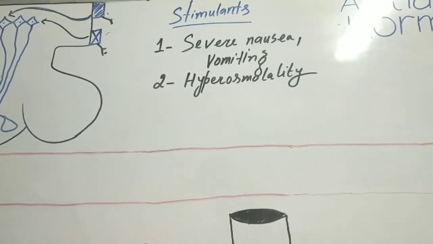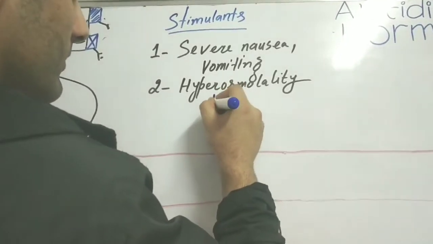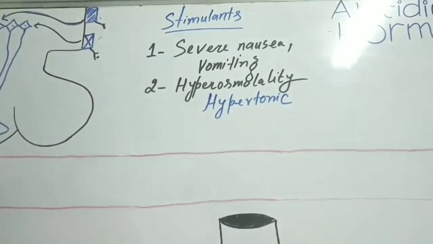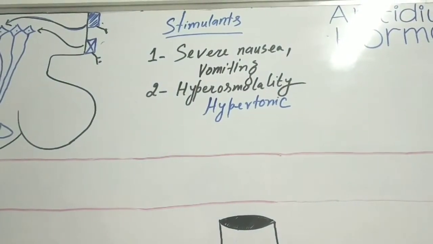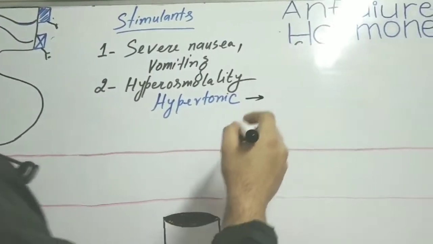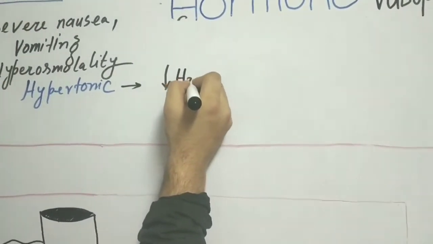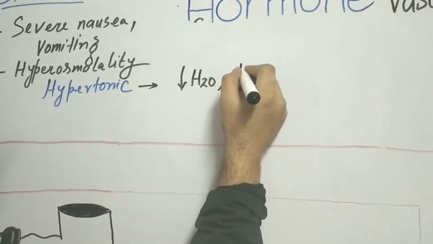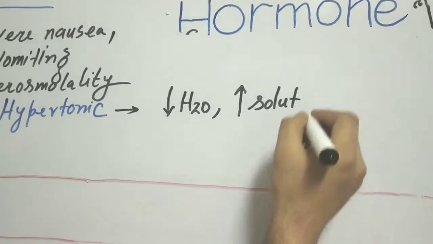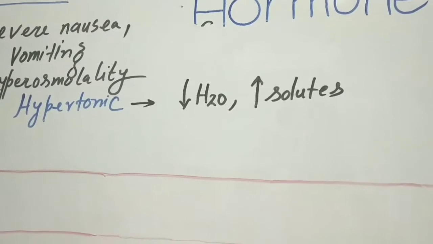Hyperosmolality means whenever the blood is hypertonic. What does it mean, hypertonic or hyperosmolality? Let me help you understand what is meant by hypertonic. Whenever there is less water in the blood and more solutes like electrolytes, sodium, potassium, this is called hypertonic or hyperosmolality.